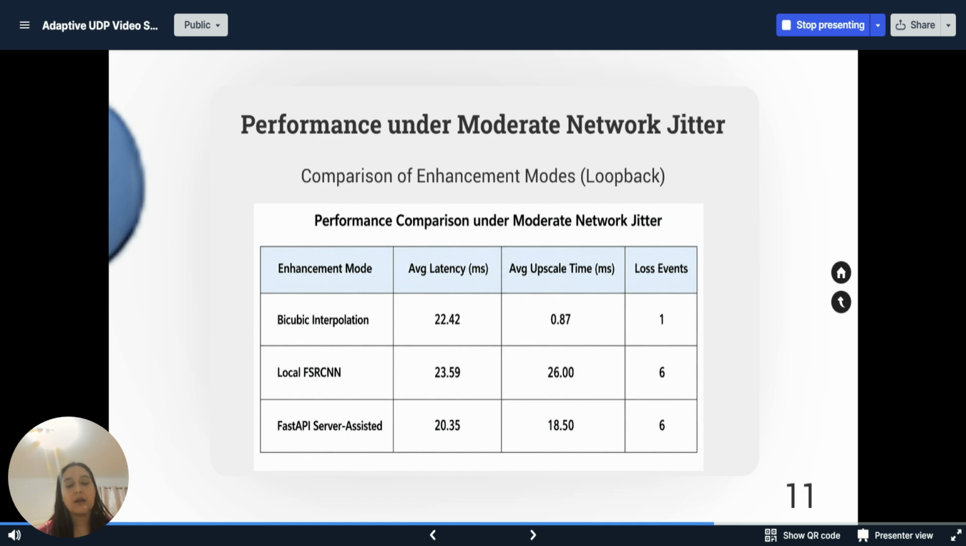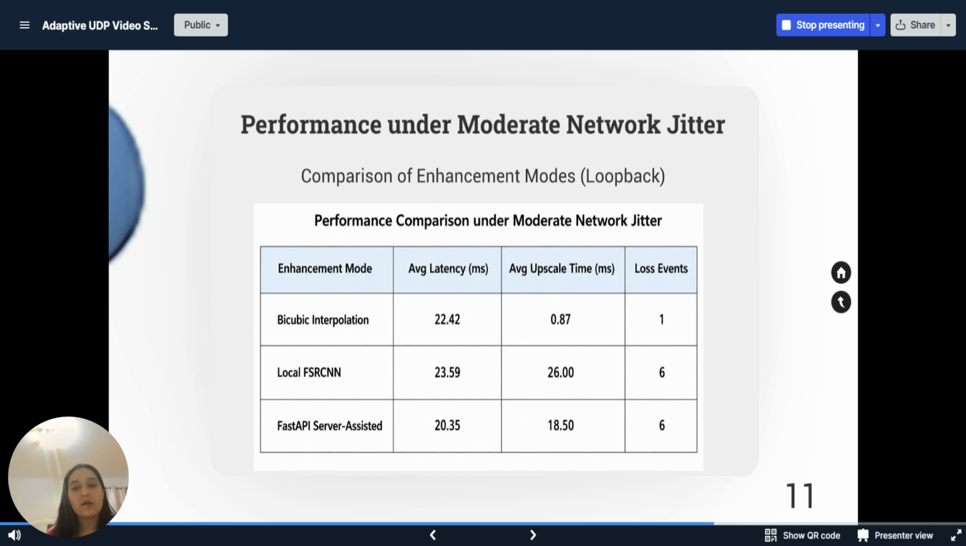So this was to mimic, in the loopback, which is the same machine, the actual throughput or congestion. We added jitter through a uniform distribution that adds latency, and independent loss, or frame loss, or packet loss. And as you can see, the bicubic interpolation by far had the lowest average upscale time.